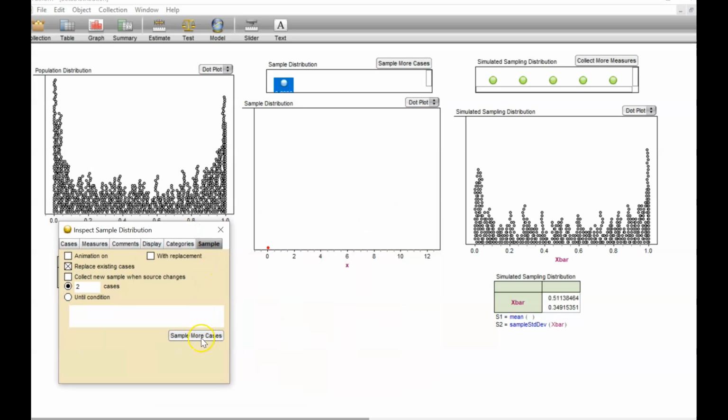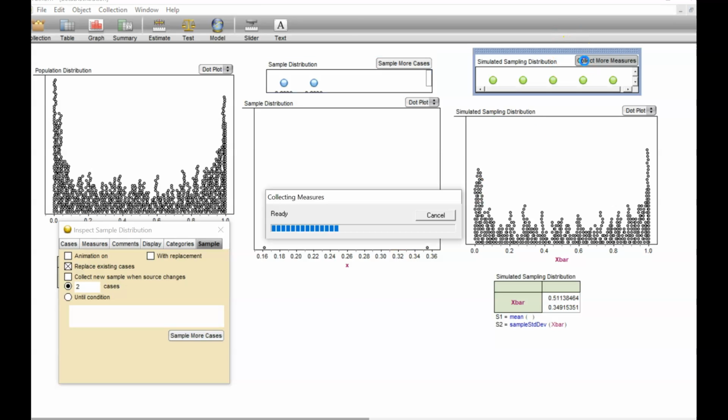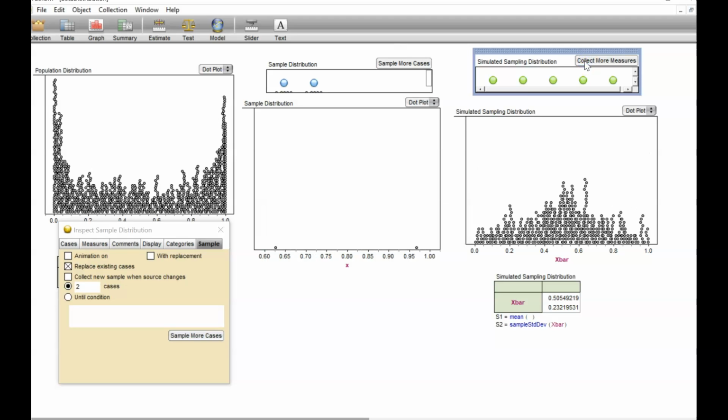So now I can sample more cases. Now you see 2 dots. That's another sample. Here's another sample. If I want to create this sampling distribution of sample sizes of 2, I will hit collect more measures. It's going to do 500 samples of size 2.